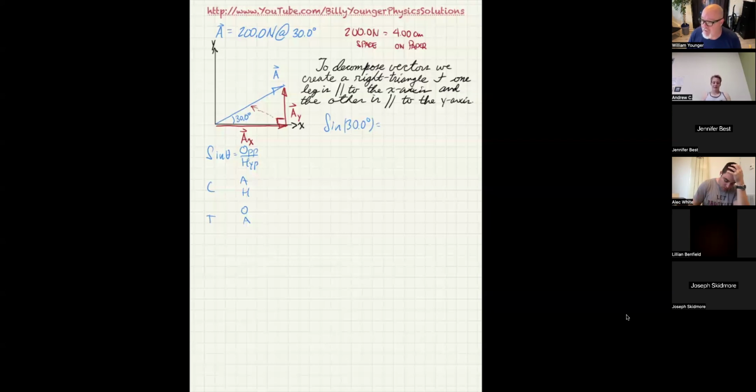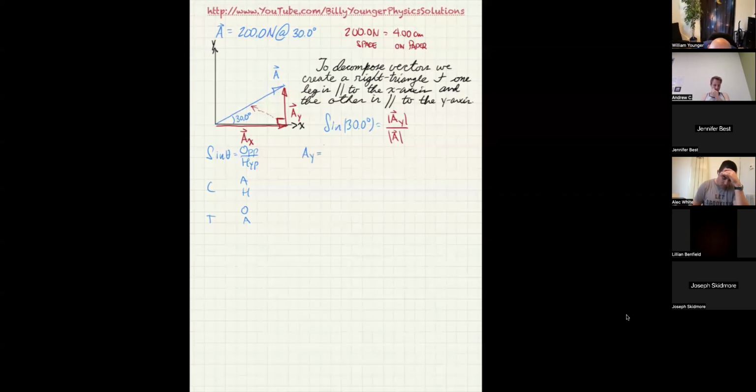And then the opposite side is the side that's not touching the angle. And the adjacent side is the side that is touching the angle, but it's not the hypotenuse. So I can say sine 30.0 degrees is equal to the magnitude of a sub y divided by the magnitude of a. Okay. So this tells me, for instance, that a sub y, notice it is positive, and I'm always going to want you to create that sign yourself.